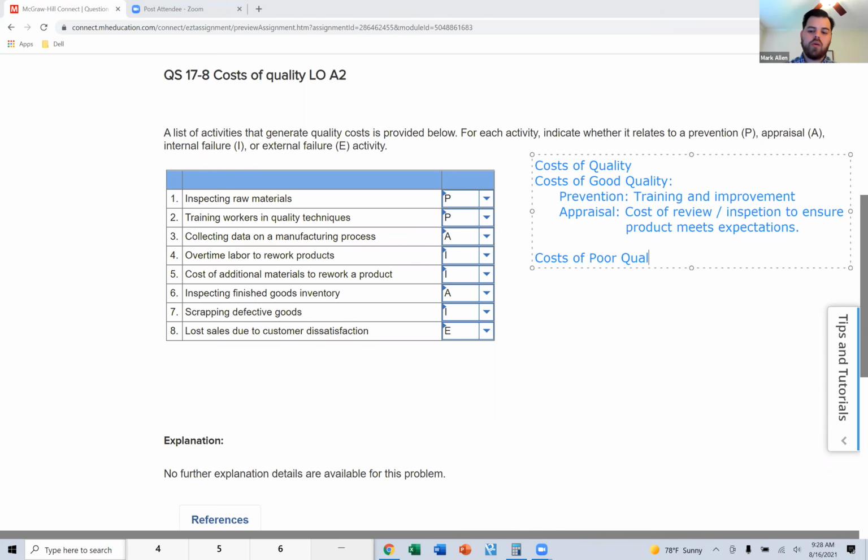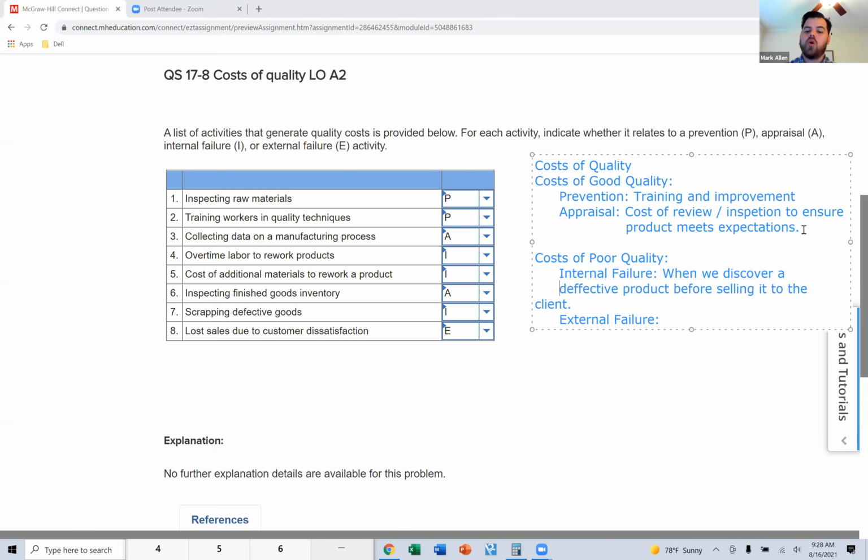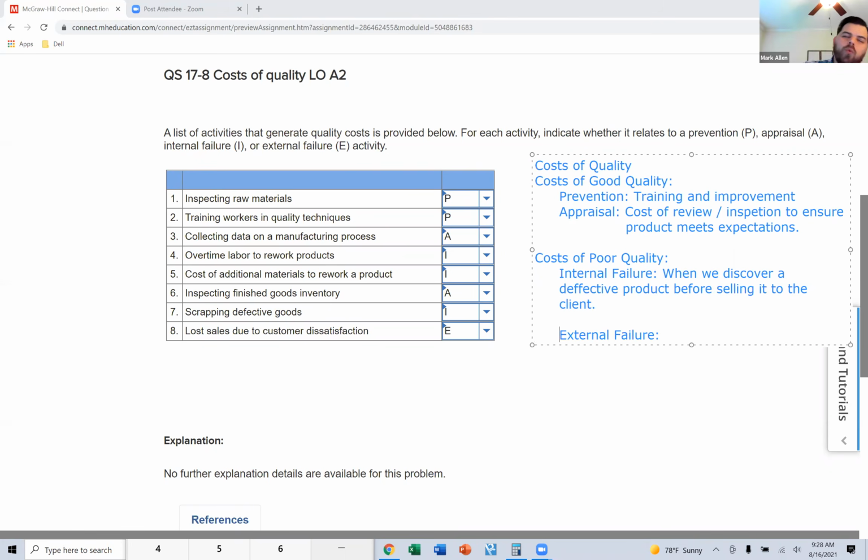Our next area is costs of poor quality. So costs of poor quality include two main things. The first is internal failure. The second is external failure. So internal failure, this is when we discover a defective product before selling it to the client. So before selling the defective product to the client, we catch it, right? But the product is done. The product is done. We just happen to find it before we sent it to the client.